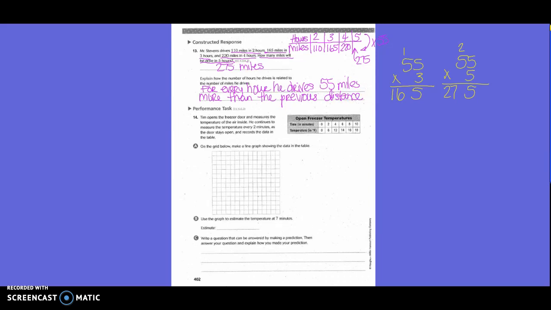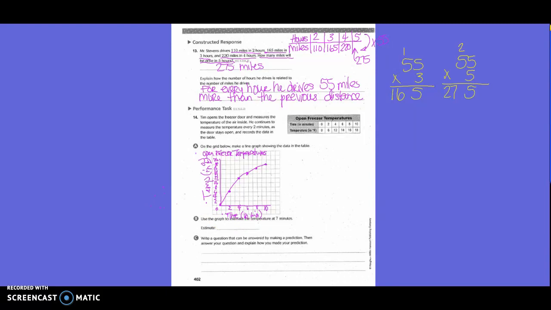Performance task. Tim opens the freezer door and measures the temperature of the air inside. He continues to measure the temperature every 2 minutes as the door stays open and records the data in the table. On the grid below, make a line graph showing the data in the table. So first of all, we need to set up our table. So we went ahead and set up our own chart. And so we put our title, Open Freezer Temperatures. Then we labeled our x-axis: time in minutes. Our y-axis is temperature in degrees Fahrenheit.